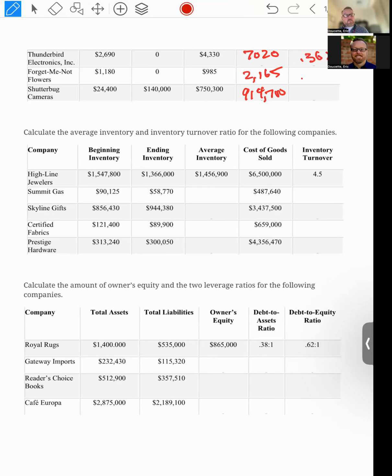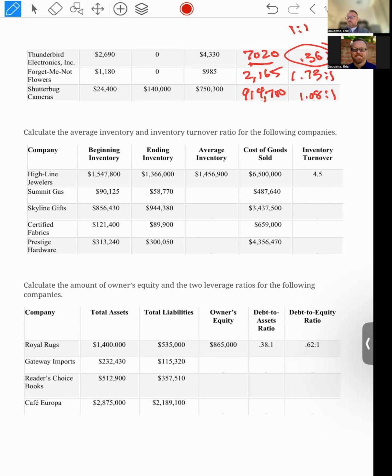This one comes out to 1.73 to 1, and then this last one comes out to 1.08 to 1. So since it's 1 to 1 on this, all of these are good except this one. Thunderbird Electronics is over leveraged. $7,020 was their total quick assets, but their current liabilities for Thunderbird was 19,700. So they were quite leveraged on their quick assets.